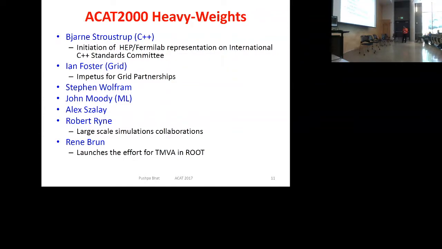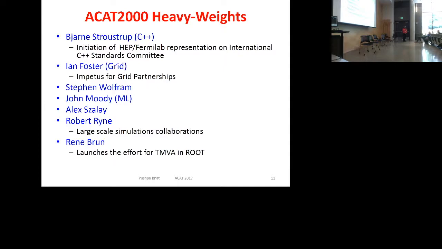Ian Foster, of course, who is known as the father of the grid, was conveniently down the street at Argonne, so we got Ian Foster to come and give us some momentum to the grid partnerships. Grid was in its infancy, I think, at that time, and so that was a very good connection. Stephen Wolfram came and talked about cellular automata and all that. We had John Moody, who was working on machine learning, Alex Allain, Robert Ryan on large-scale simulations, and of course, René Brun, who was on the International Advisory Committee, was there.